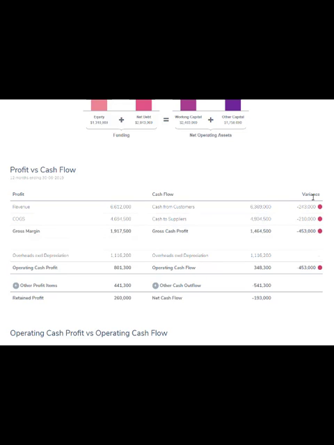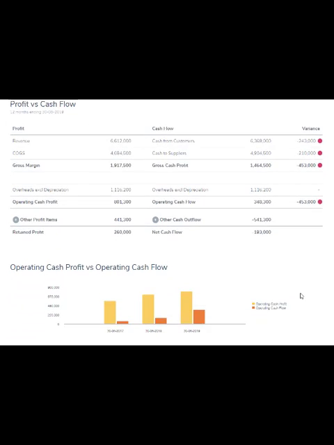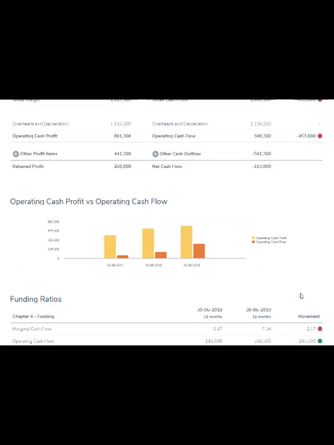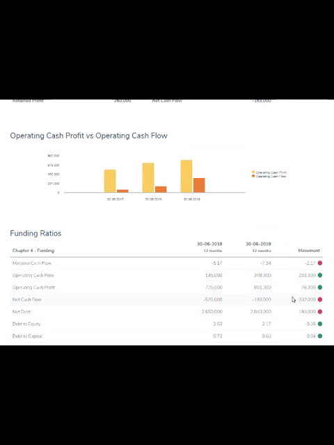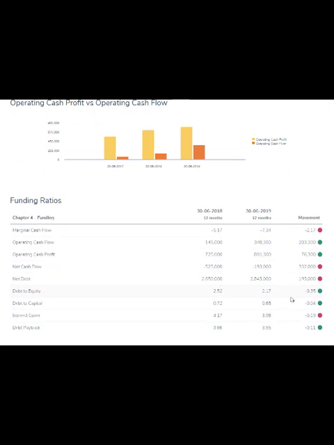Those numbers are reasonably well reflected in here. Cash flow shortfall. This is why, as our business is growing, because we're not receiving our cash quick enough, our stock's sitting around for too long, we don't have the cash to be able to fund the growth of the business, so we have to borrow to get it.